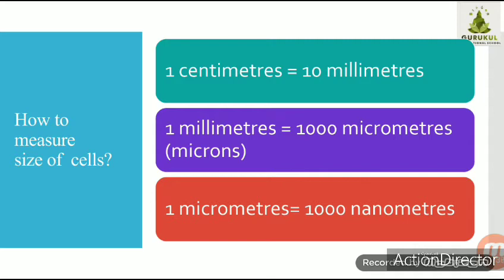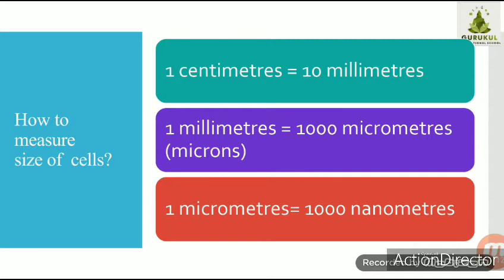You all are familiar with the unit 1 centimeter and millimeters. Correct? Till millimeters we are aware that the smallest unit till now which we know is the millimeter. Now we are going to learn the units which are smaller than millimeters. 1 millimeter distance is there and many cells are smaller in size. Correct? So 1 centimeter is equal to 10 millimeters.